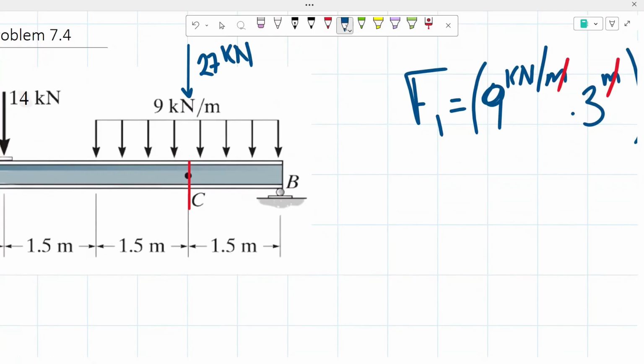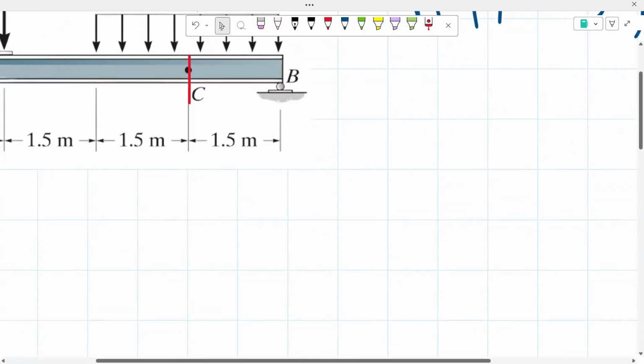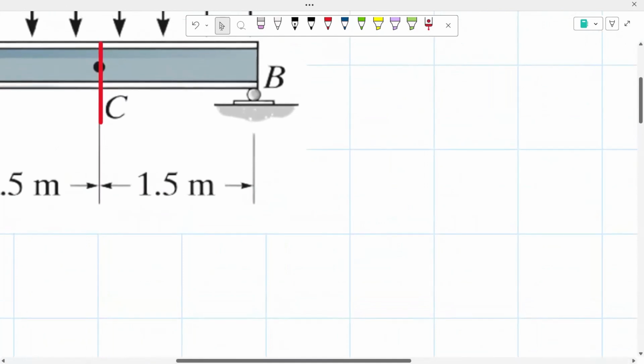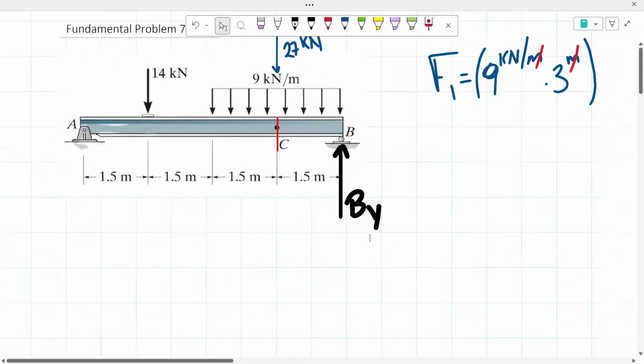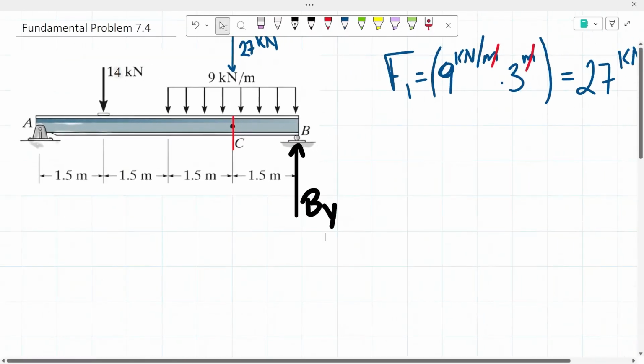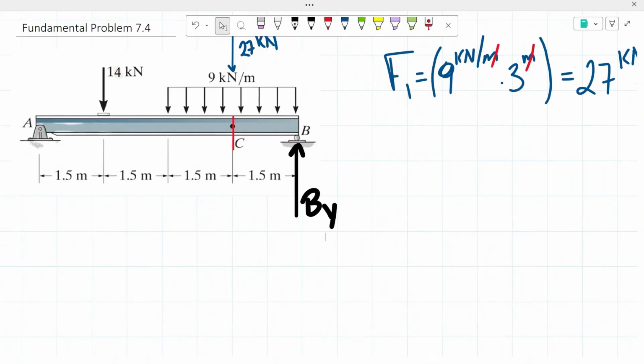So now that we found our concentrated force, the next thing that we're going to do is solve for our reaction. Since it's a vertical reaction, we have to assume if it's going to go upwards or downwards. I'm going to assume that it will be going upwards, and I'm going to call it B sub y. So to solve for my reaction without having to solve for the other reactions, I'm going to take the sum of the moments about point A. That way the reactions at point A will not be creating a moment, and I would simply be solving for our reaction B sub y.